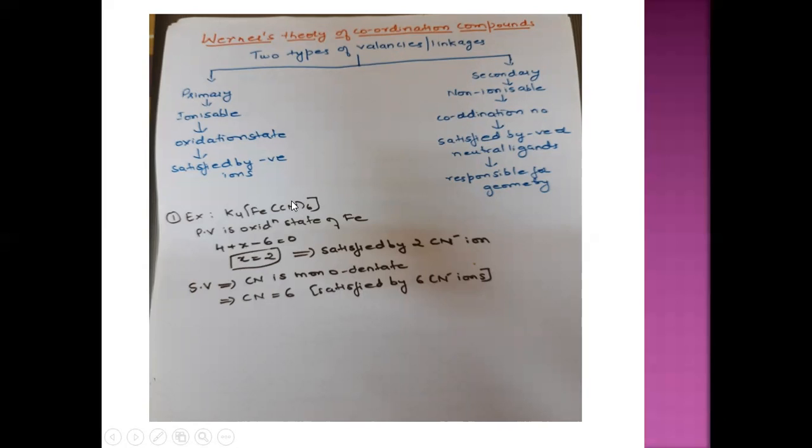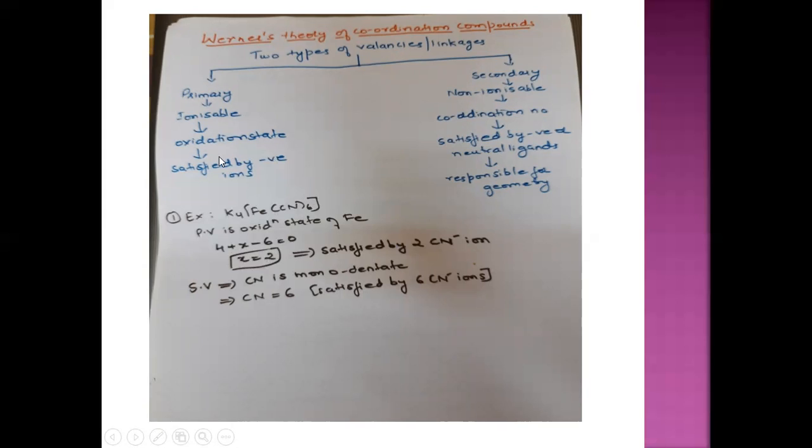CN, you know that the oxidation state of an individual cyanide ion is -1. So there are 6 cyanide ions, minus 6. It is equal to 0. So when you simplify that, X is equal to 2. So the oxidation state, or the primary valency, of this compound is 2.